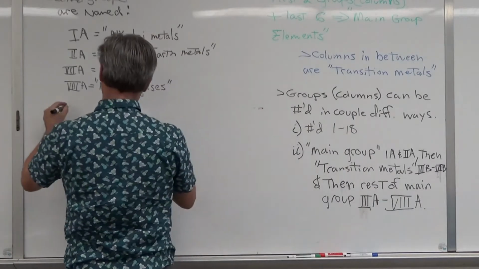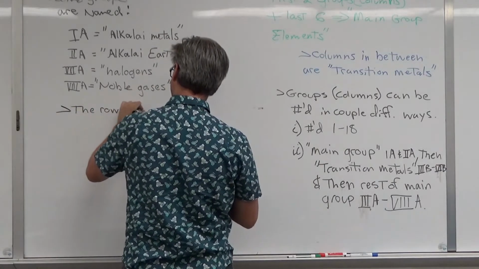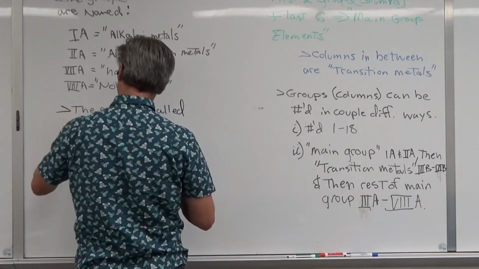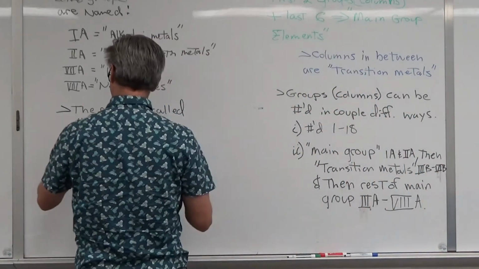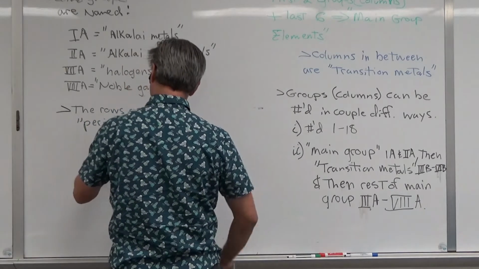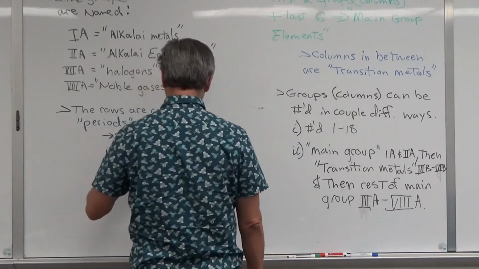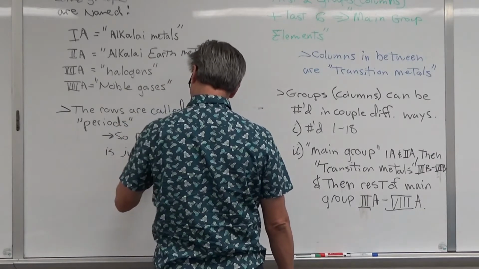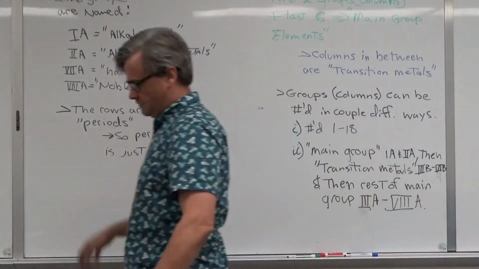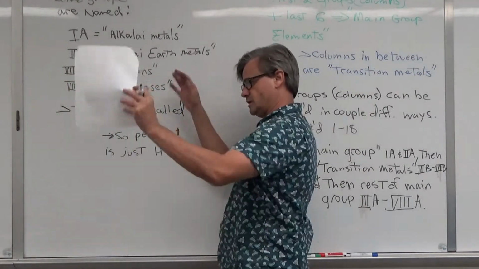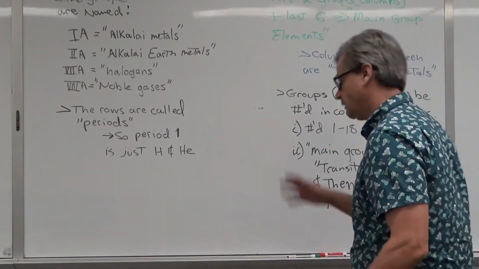The rows are called periods. And so period 1, if you look at your chart right now, it's just 2 elements, hydrogen and helium. And it may seem funky, why did they make this big dip in the periodic chart? There's very good reasons for that in terms of their electron configuration being similar. Anyway, we'll get to that a little bit later on.